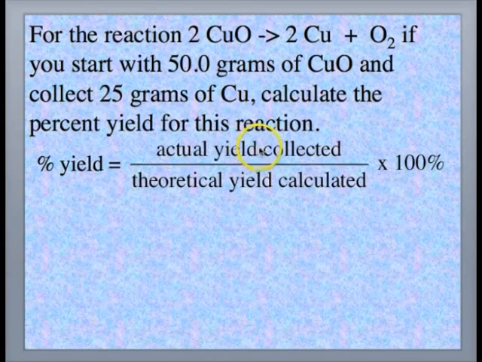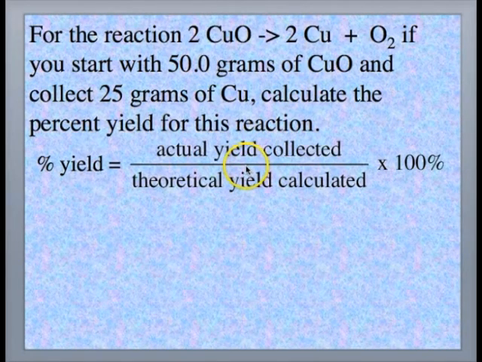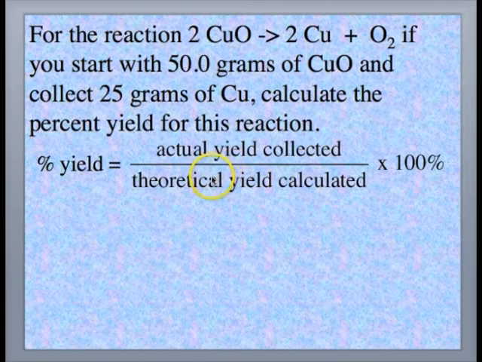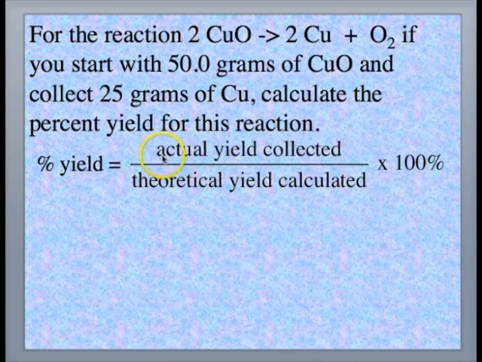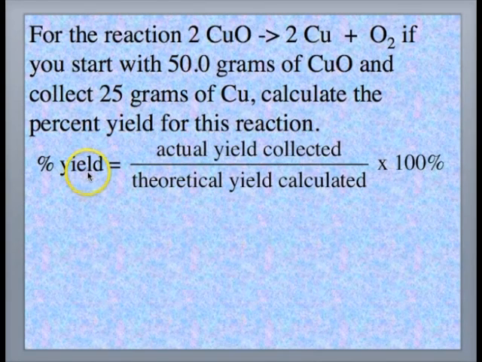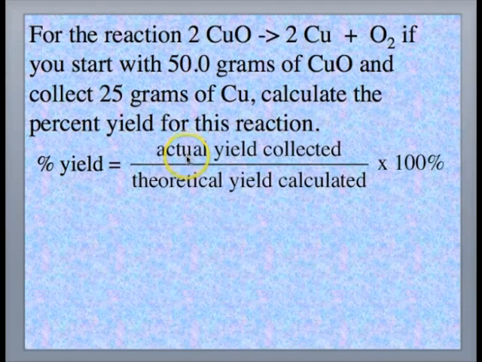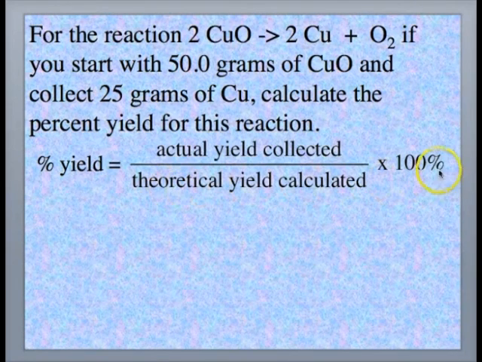Now when you actually run an experiment in the laboratory, you seldom get the yield that you calculate you should get. And usually that yield is smaller than the calculated amount, although sometimes it can be larger if you have, for example, impurities that haven't been removed. But the way you calculate the percent yield is to make a ratio of the actual amount you collect and divide that by the theoretical amount that you calculate you should get, times 100%. So that's what percent yield is.